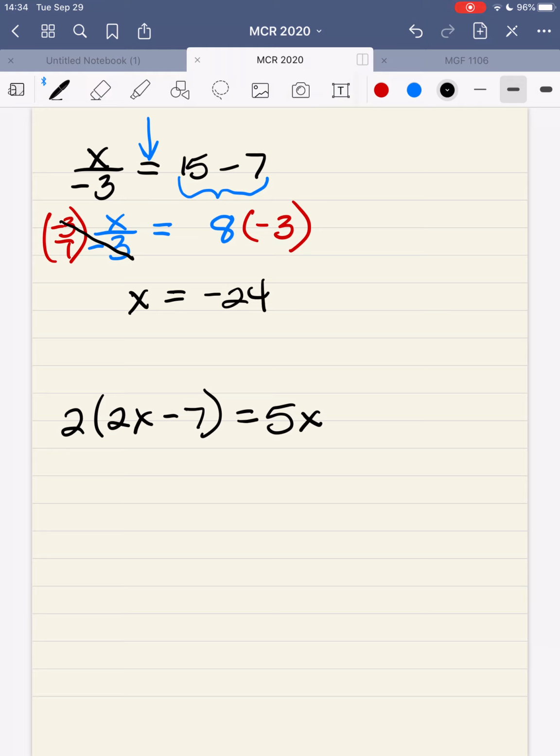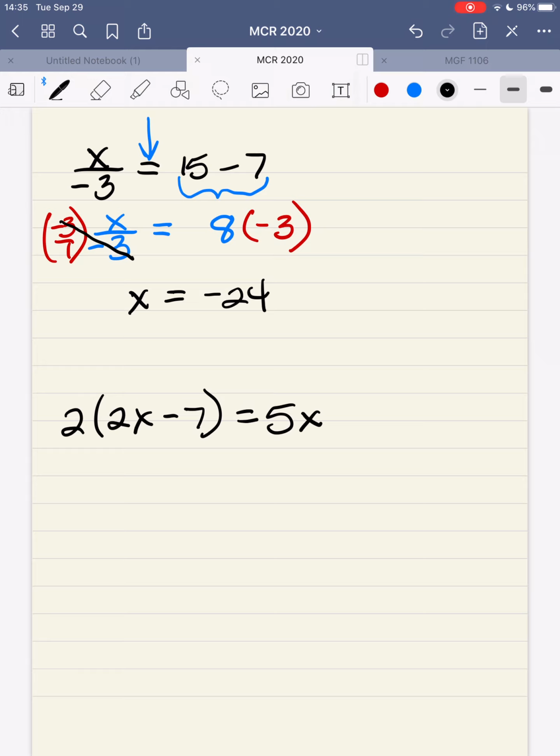Okay, remember, you can always check these. I'm not doing any checking in this video, but you can totally take the number that you get, plug it into the original equation, and see if you get a solution. See if they're equal to each other.